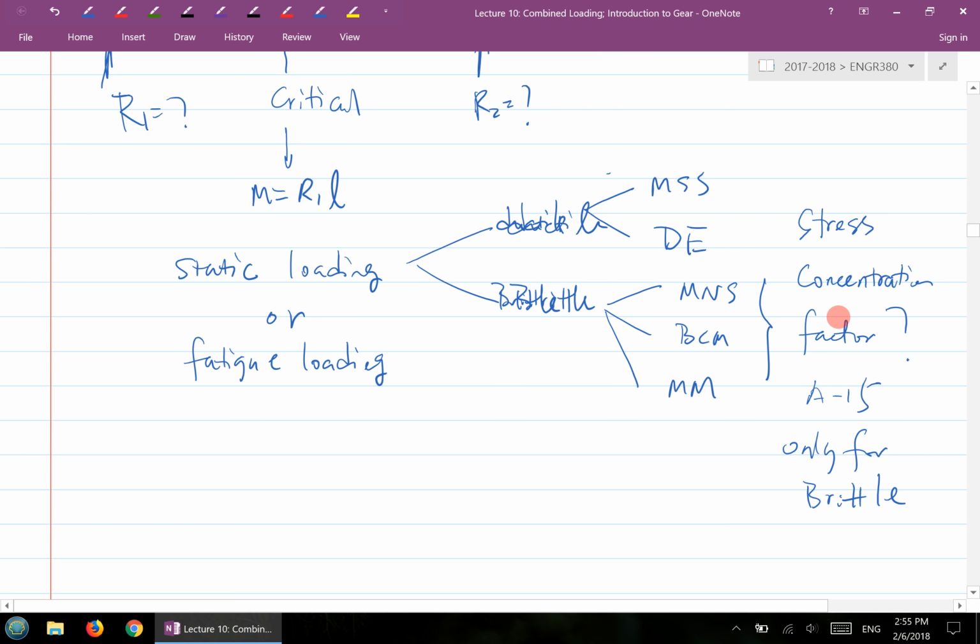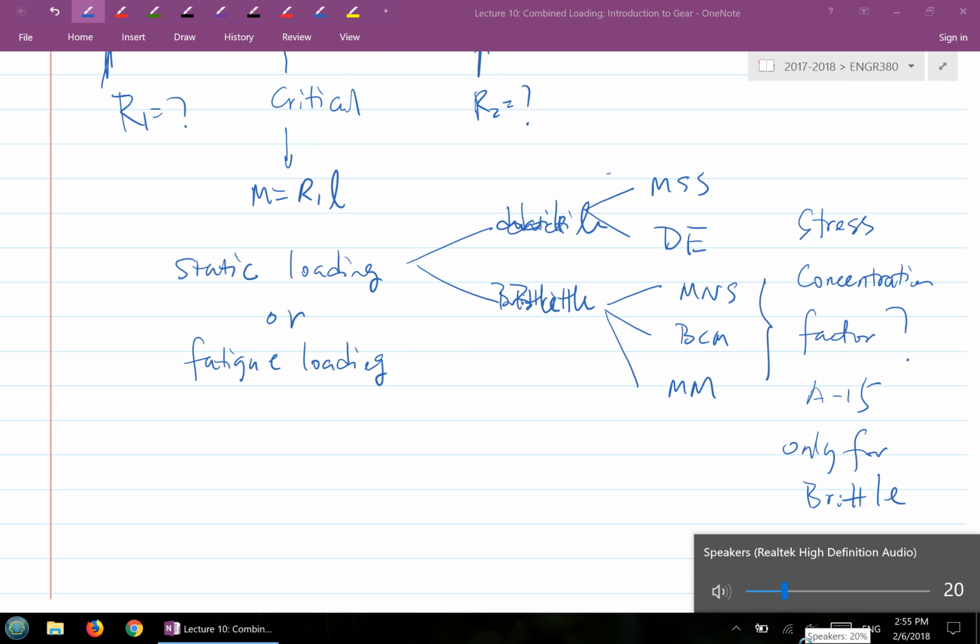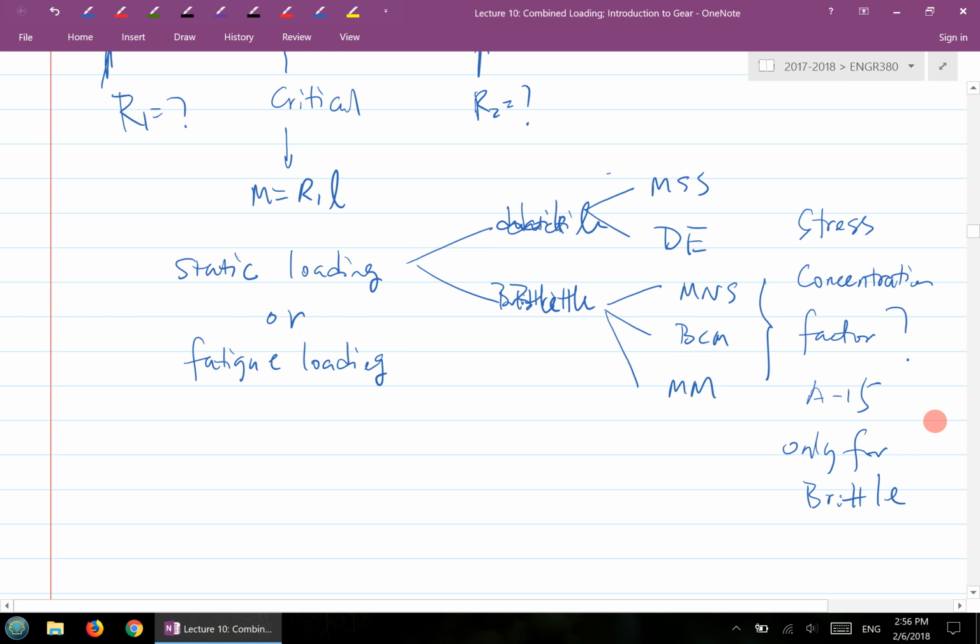Sorry, bring what? Oh, you mean what is ductile and what is brittle? Yeah, steel is ductile, cast iron is brittle. That's basically all we differentiate. Carbon steel we consider as ductile. Yeah, if you think about the static loading, that's it, right?